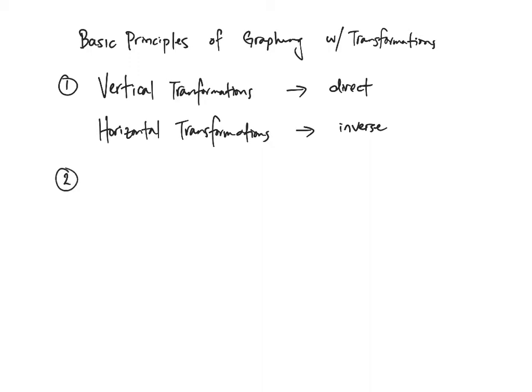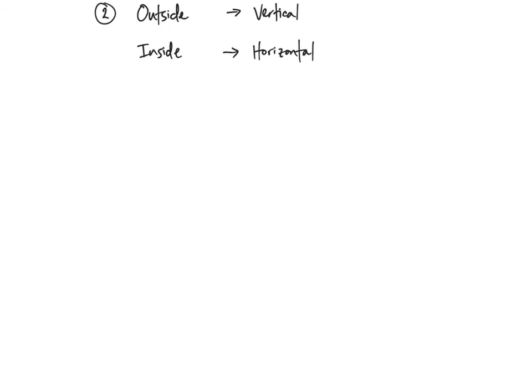The second basic principle is all transformations that happen outside of the parent function are going to be vertical transformations, whereas any changes that happen inside of the function affect the horizontal component of the graph. So those are my basic principles, and now we're going to look at some examples.